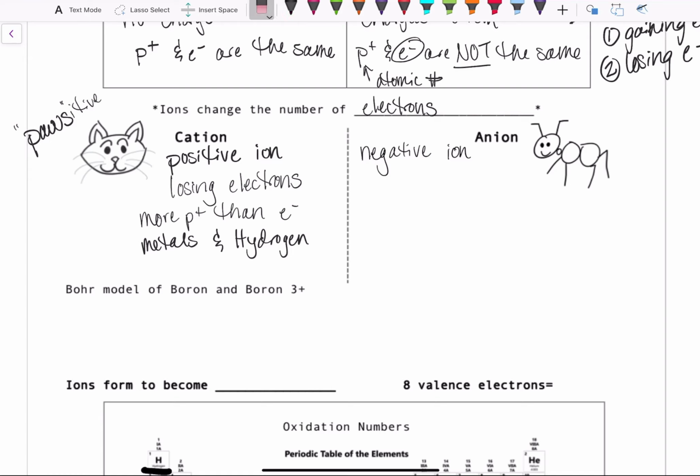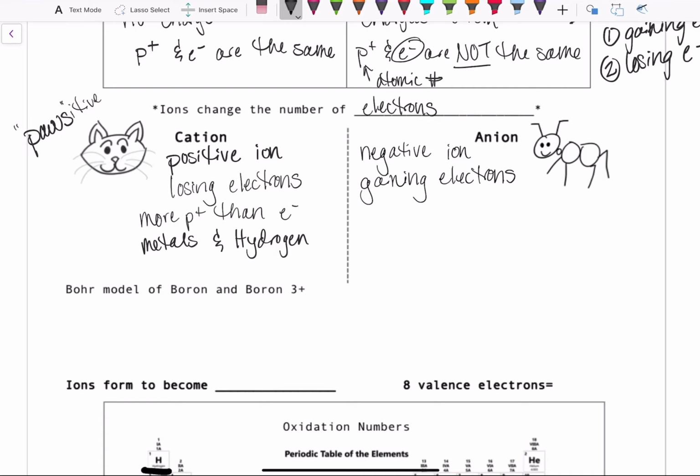So if a cation is formed by losing electrons, an anion then is formed by the opposite. Anions are formed by gaining electrons. And to help you remember that part, think about worker ants. They're always carrying things around with them. So we're gaining electrons, we're adding it to them. So you can picture little electrons hanging out on the ant's back.